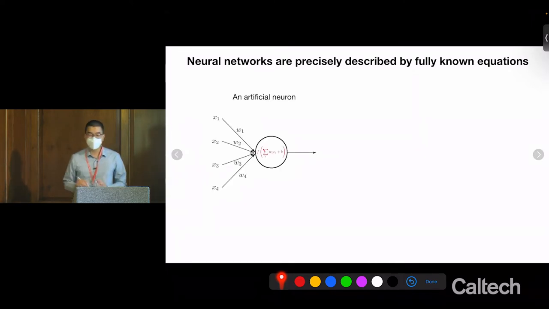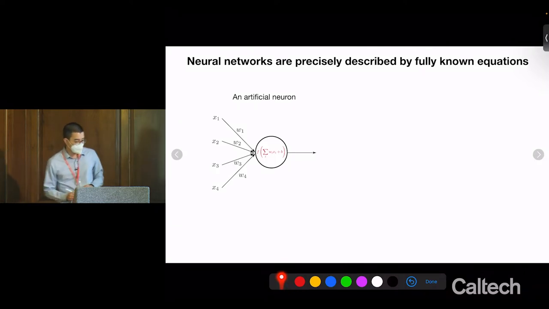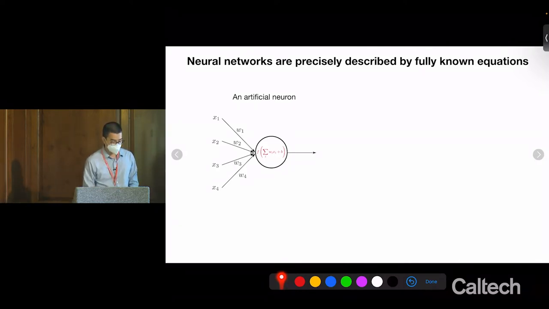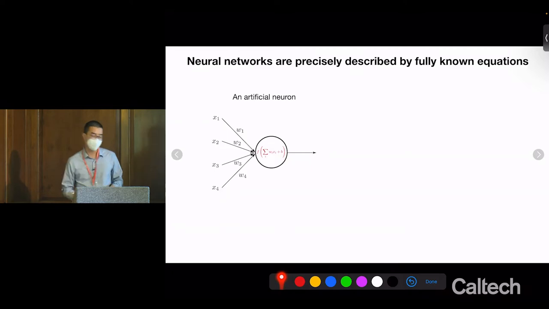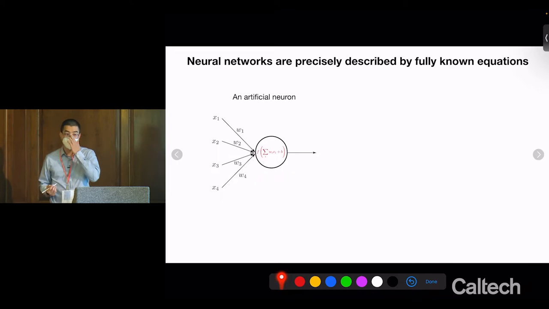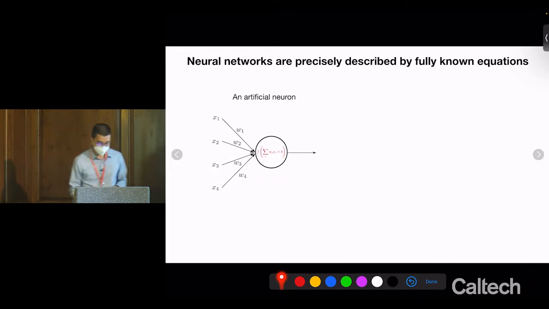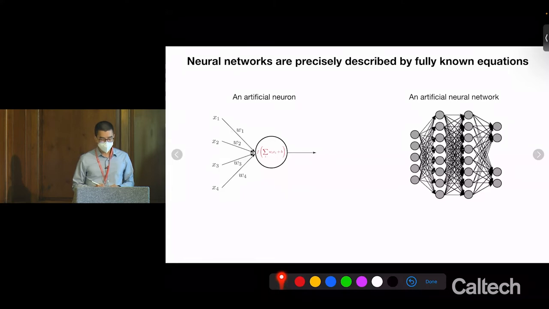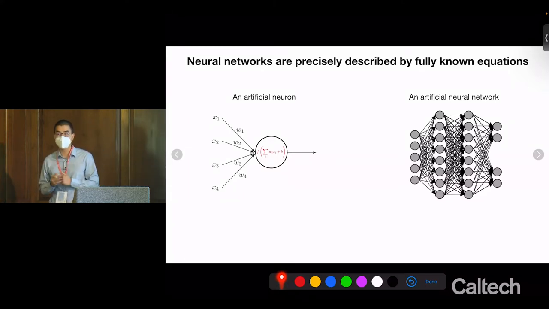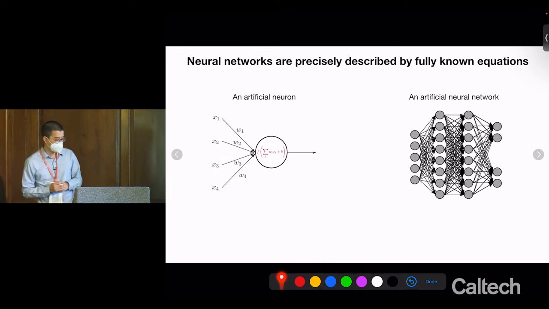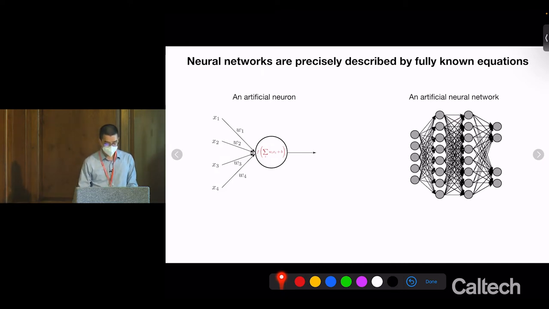So at the very fundamental level, an artificial neuron is like here, a unit drawn that takes inputs, in this case, x1 to x4, and it multiplies them by weights w1 to w4. It then sums them together and applies some nonlinearity, f, and that f can be a function like the hyperbolic tangent or the rectified linear unit, ReLU. An artificial neural network then is just a composition of many of these artificial neurons. So now we have many connections and many neurons.